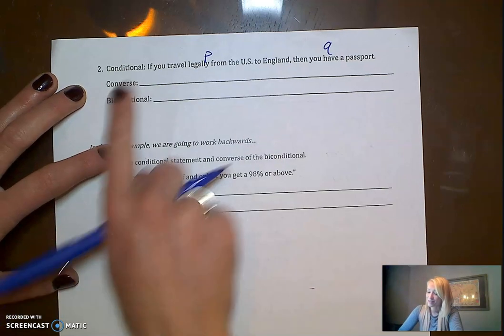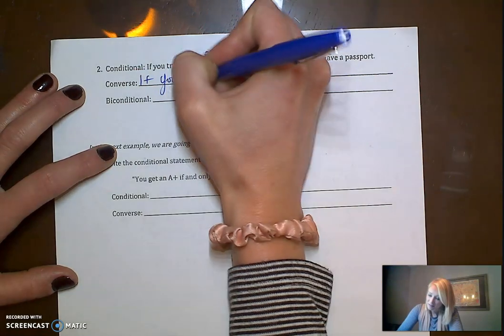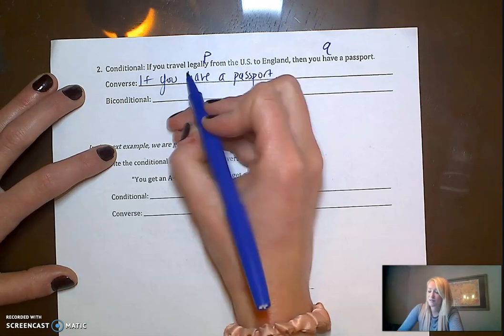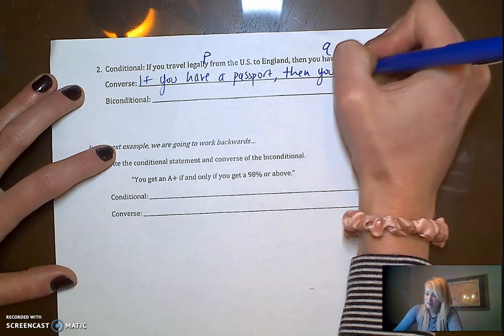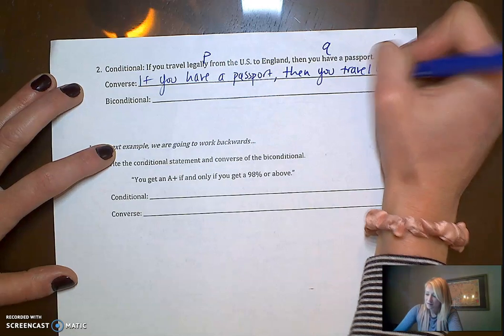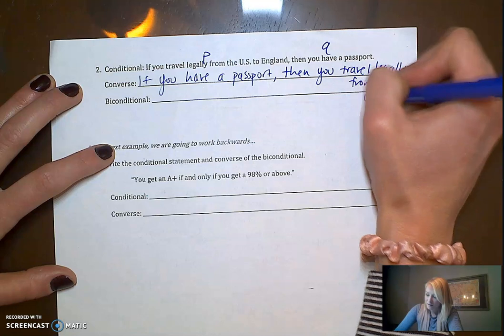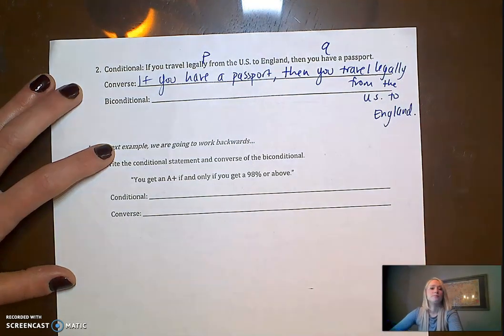So let's write the converse. If you have a passport, then you travel legally from the U.S. to England. Clearly one line is not enough for my massive handwriting.